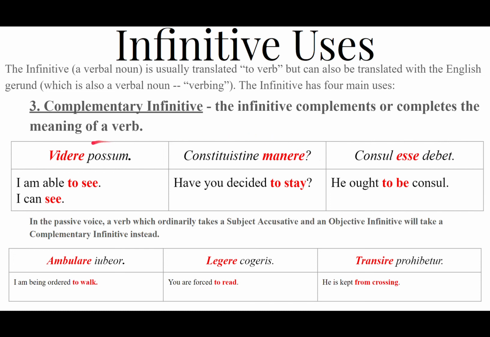So, for example, videre possum. Possum, posse, potui, I am able to. It almost always takes a complementary infinitive to complete its meaning. Without the infinitive, we're kind of left hanging. Possum, I am able. Cool. What are you able to do? What are you potentially able to do? Videre possum, I am able to see. I can see. I am able to see.